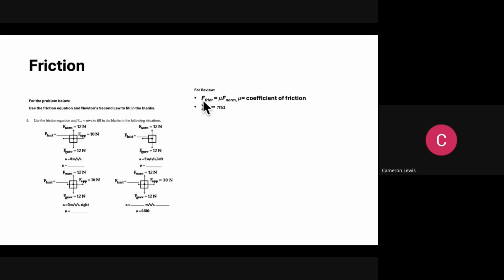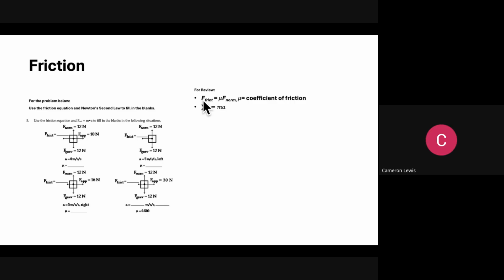Do we know how much friction is? Yes, it's 10 newtons. Do we know how much F norm is? F norm is 12 newtons. So how can we find the coefficient of friction? By dividing the frictional force by the normal force, and we get the coefficient. Is it 12 divided by 10 or 10 divided by 12? It's 0.83.